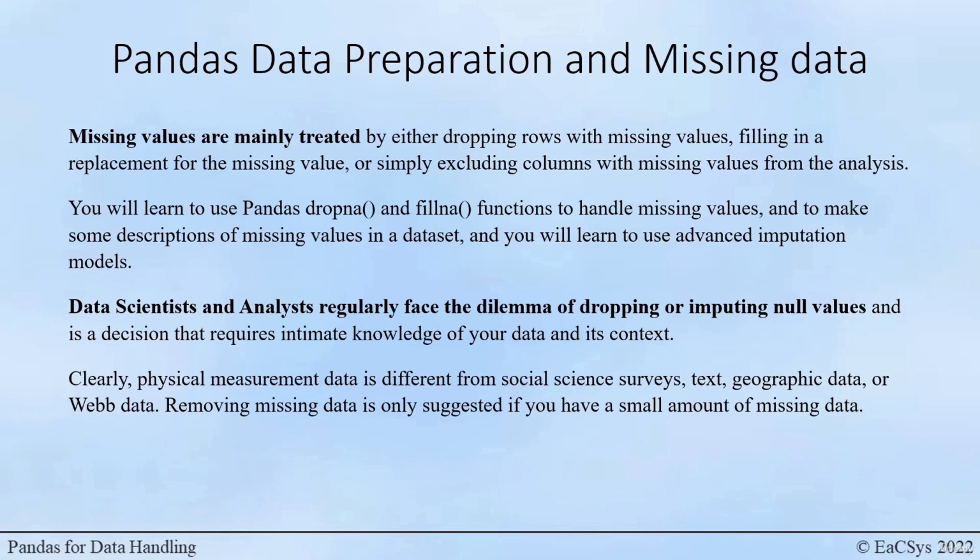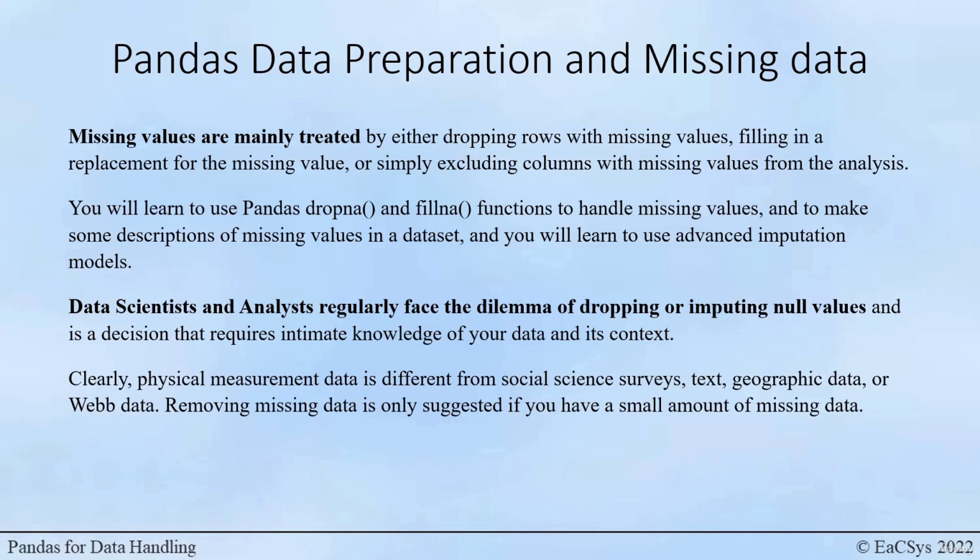So now you will learn how to treat missing values, either by dropping rows with missing values or by filling in replacements for the missing values. We can of course also exclude entire columns or rows with missing values if we want to. And now we're going to talk about and show you how to use the Pandas dropna and fillna functions to handle missing values. The dropna function drops rows with missing values, and the fillna function will fill in values to use instead of a missing value, as specified by the fillna function's argument.